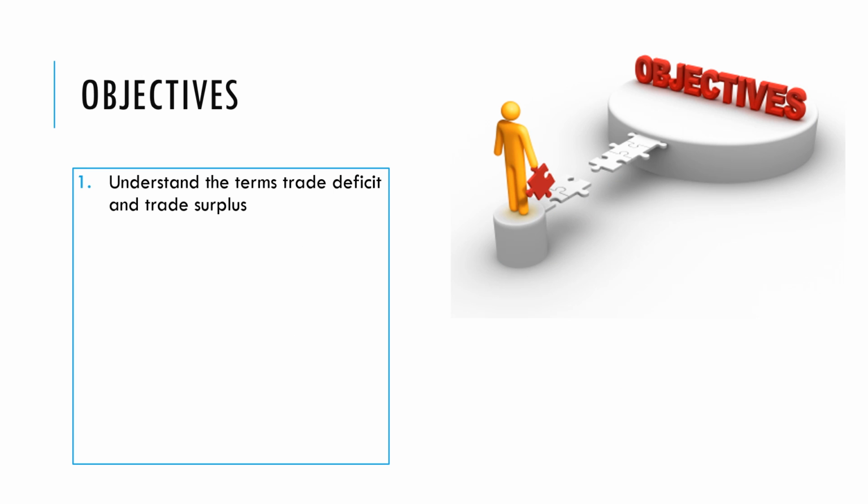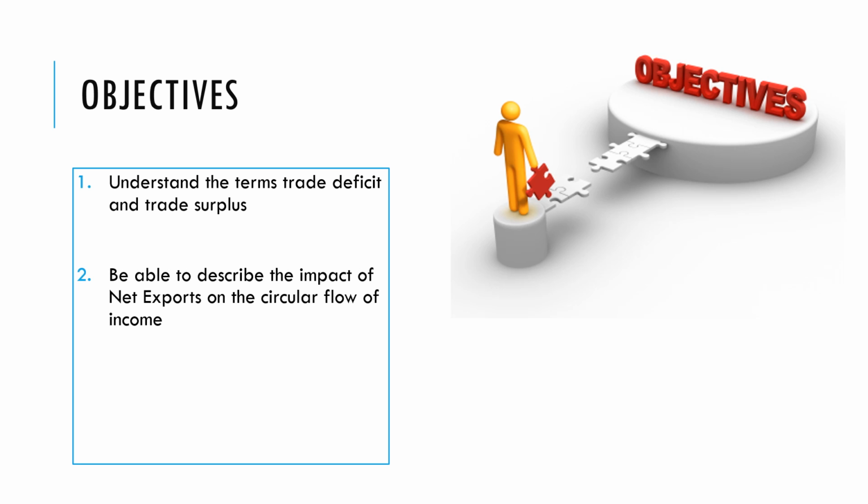So we've looked at the terms trade deficit and trade surplus. We've looked at the impact of net exports on the circular flow, and then finally looked at the 5 influences on the trade balance.